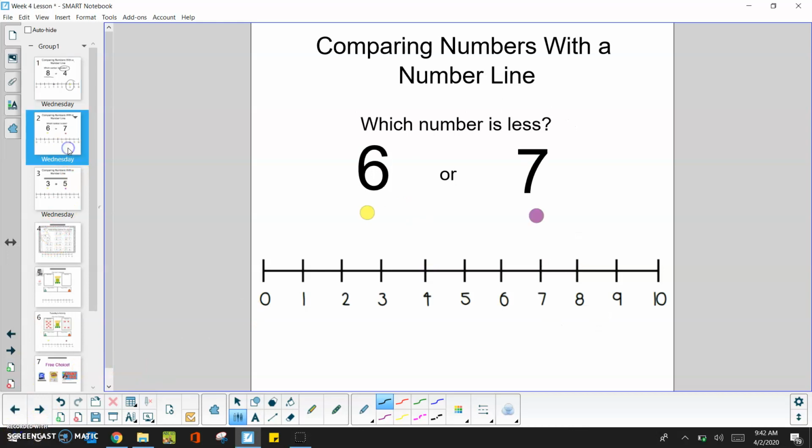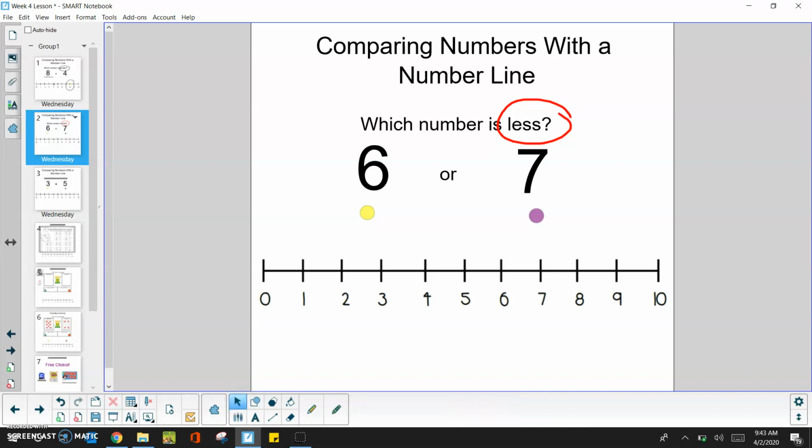For our next problem, this is a good one because this question is asking us, which number is less? So which number is smaller? Remember, when we look at our number line, 0 is going to be the smallest. We want to think, how many cookies do I want? Do I want 0 cookies or 10 cookies? A lot of times the things that we want more of is the greater number. So let's use our dots. Let's put them on our number line.